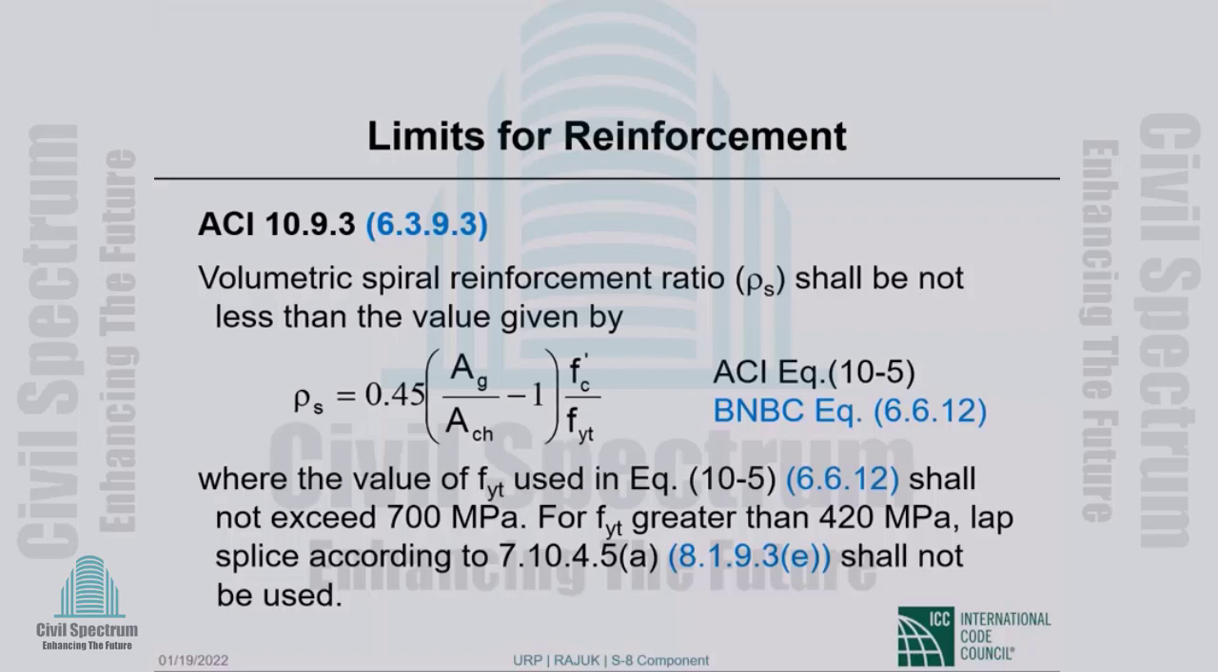I don't remember. For F sub YT greater than 420 MPa, lap splice according to such and such shall not be used. Okay, the spirals are lapped, and so what this is saying is that if you have those very high strength bars, then lap splice according to whatever section shall not be used. You have to do something else. Okay? You cannot lap.